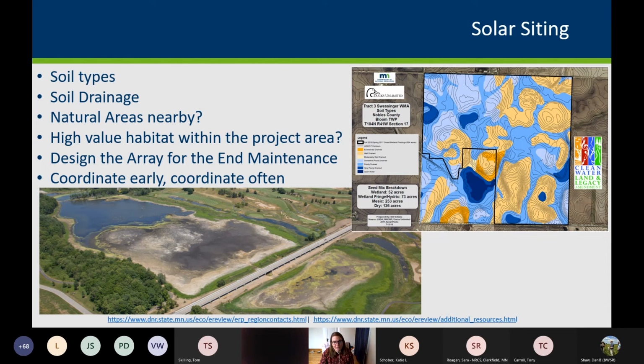So a couple things we want to look at. We want to look at soil type, super duper important. We want to look at soil drainage, arguably one of the most important things you can look at when siting a solar facility. Are there any natural areas nearby? Is there high value habitat, like existing calcareous fens, wetlands, existing native prairie, that sort of thing. And the goal is that if you're going to be planting pollinator-friendly solar, habitat-friendly solar, you're matching your seed mix, just as we would do in any prairie reconstruction or restoration, right? You want to match your seed mix to your soil type. That is key for success.